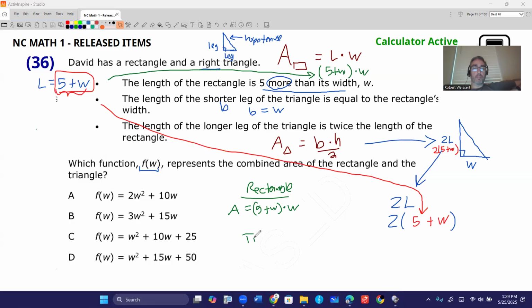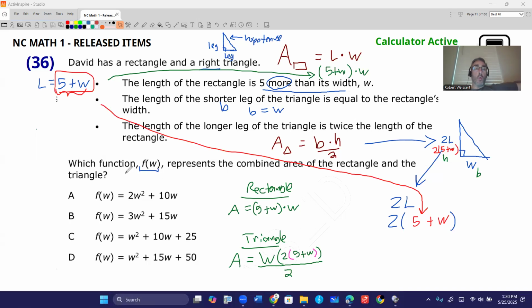And for my triangle, for my base and height, I have two expressions. I have W for the base and 2 times 5 plus W for the height. So this is base times height divided by 2. My base is going to be W. My height is going to be 2 times the quantity 5 plus W. Let me squeeze that in there a little bit. This is a little tricky to do, isn't it? And then that's going to be divided by 2.